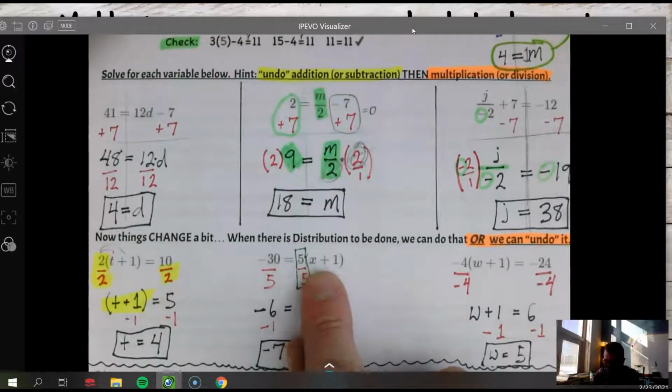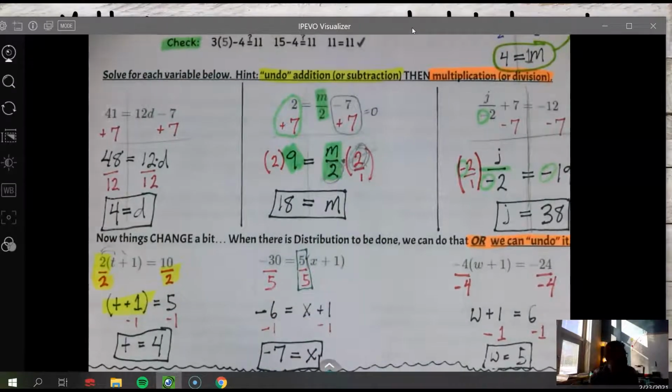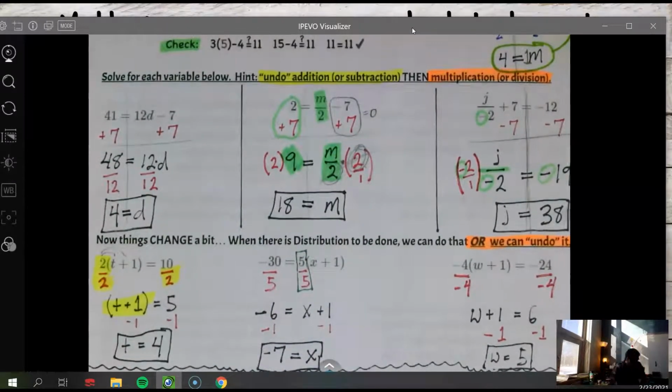So we could distribute and then solve it that way. Oh, thank you. I owe you a piece of candy whenever I get candy back here.